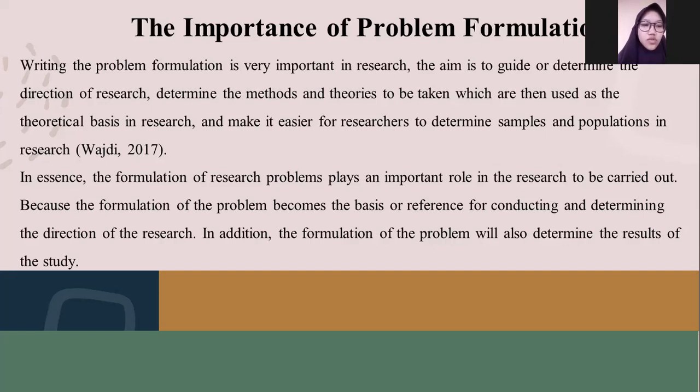In essence, the formulation of research problem plays an important role in the research to be carried out, because the formulation of the problem becomes the basis or a reference for conducting and determining the direction of the research. In addition, the formulation of the problem will also determine the result of the study.